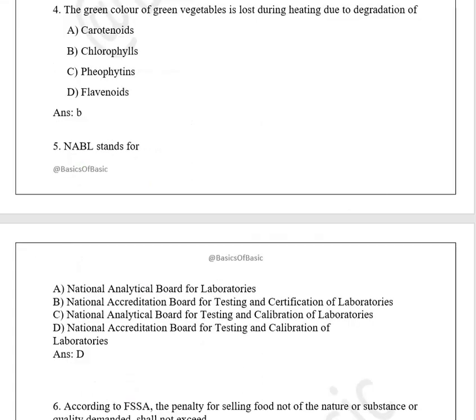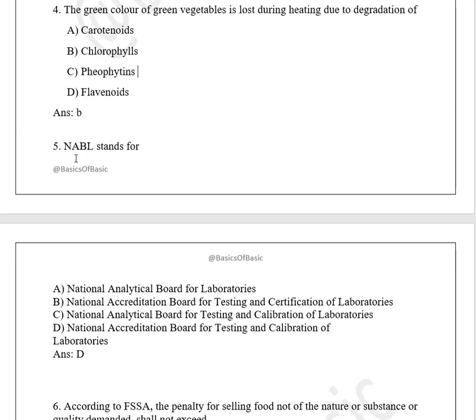Please remember this: the green color of green vegetables is lost during heat due to degradation of chlorophylls. The options were carotenoids, chlorophylls, phyllophytins, and flavonoids. This is with respect to biology, and it is also a core subject with respect to food technology. Which of the following is responsible for green color? If you studied the basics in your school days, like fifth or sixth standard, the answer is chlorophylls. Chlorophyll provides the green color to the vegetable, and when it is lost, color degradation happens in the plant.